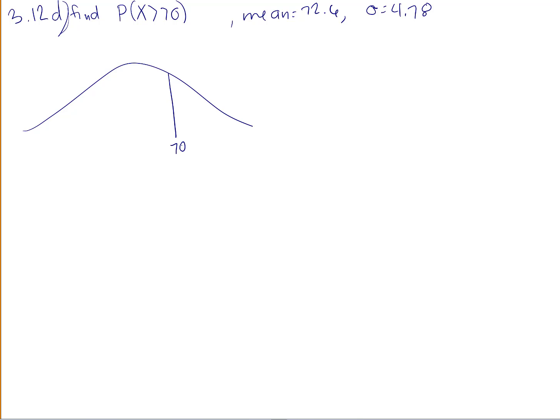So I say, okay, well, here's x equals 70. Actually, if I look at the mean is 72.6, so you're kind of centered at about 72.6. So my x equals 70 would be over here. Not that that matters a lot, it just kind of helps me double check my work. And I want to find the area to the right.